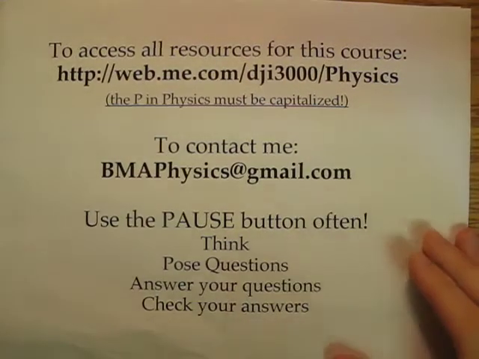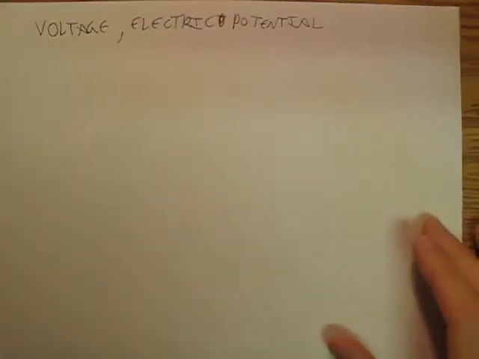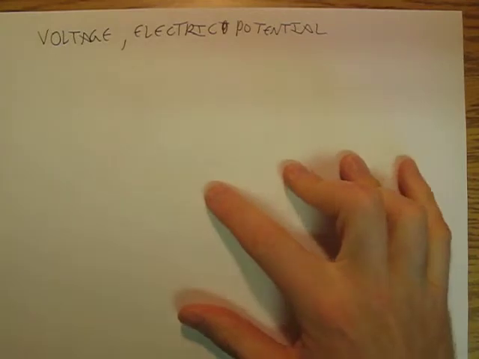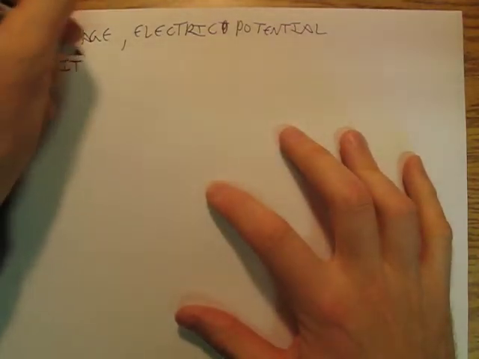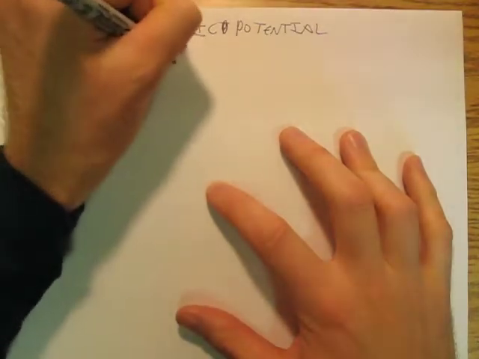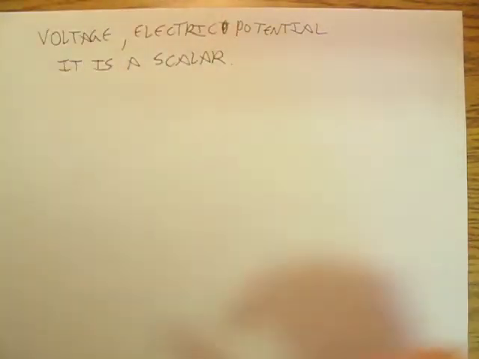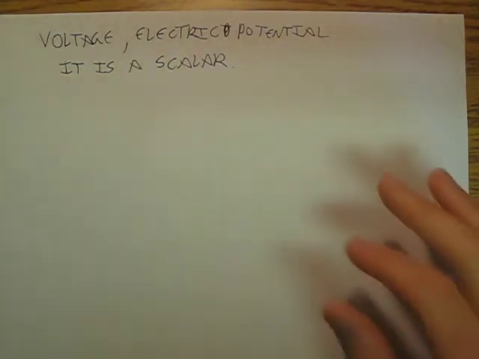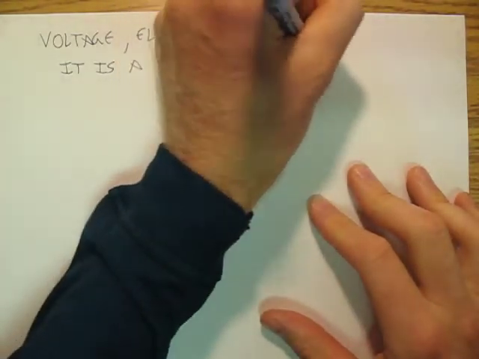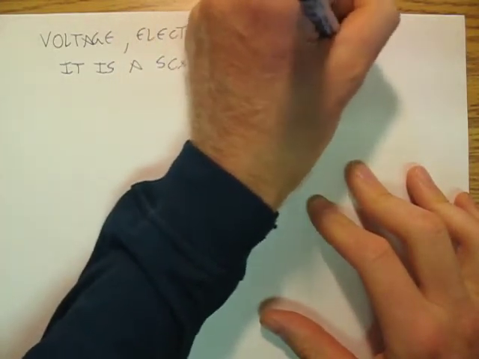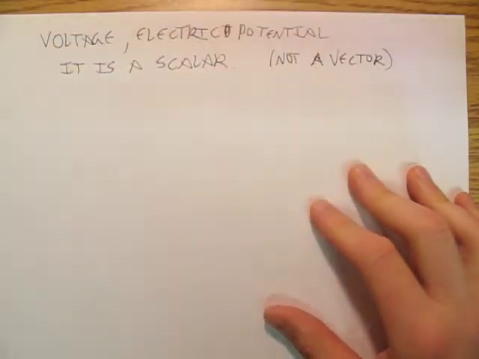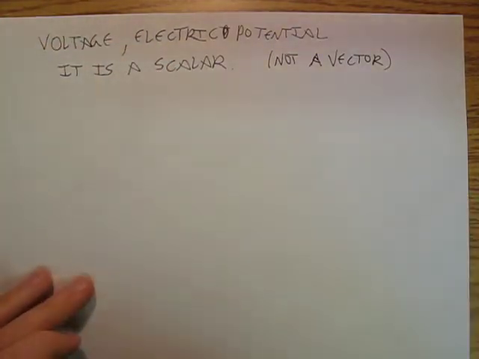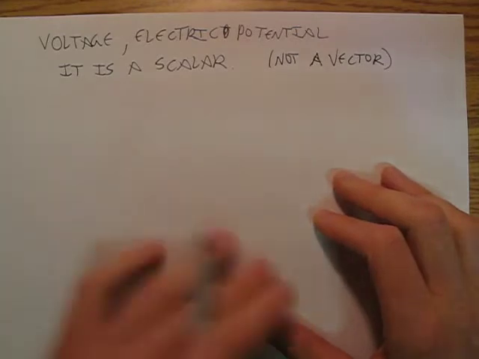So we are continuing to talk about the concepts of voltage, otherwise known as electric potential. And the really nice thing about voltage and electric potential is it is a scalar. Now some people are going to go, oh my god, what's a scalar? But remember, scalars are actually really easy. It means that they are not a vector. So a scalar does not have direction. It's just a number.